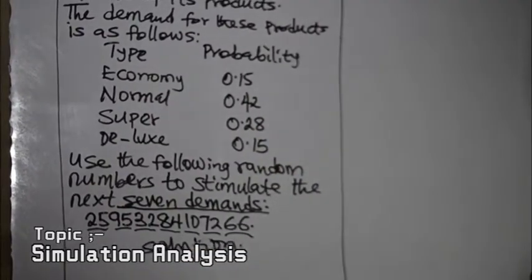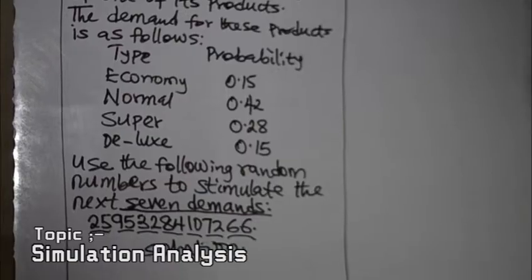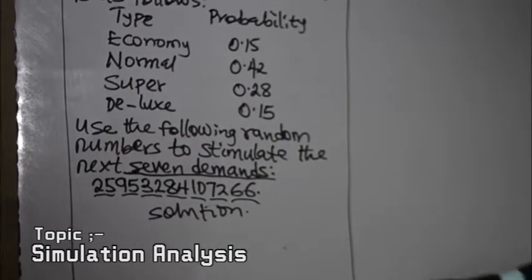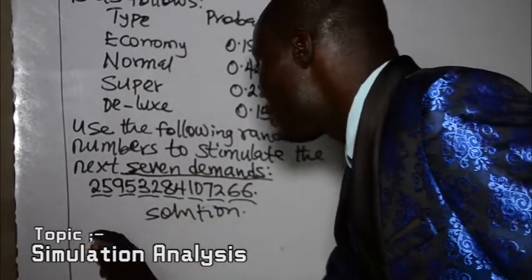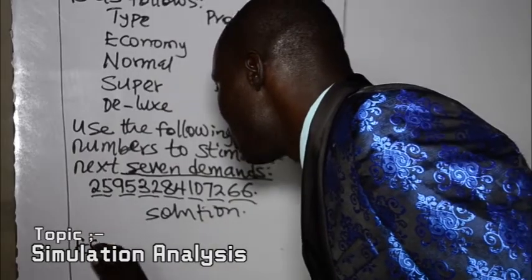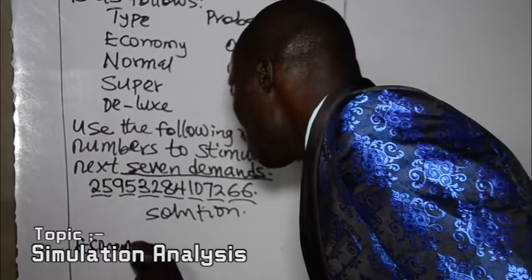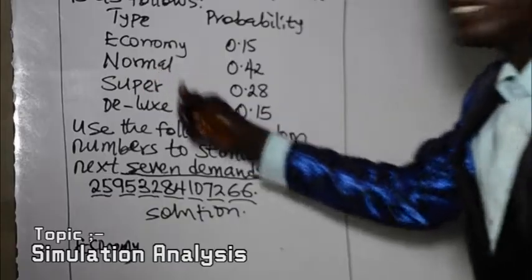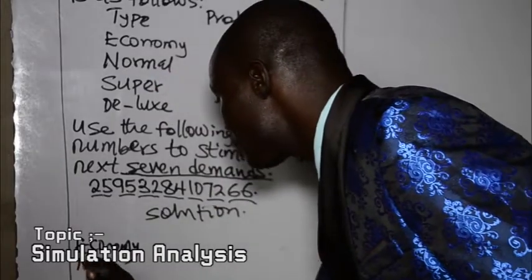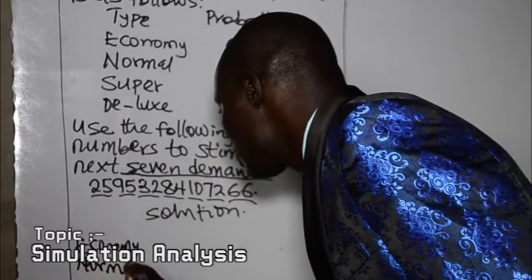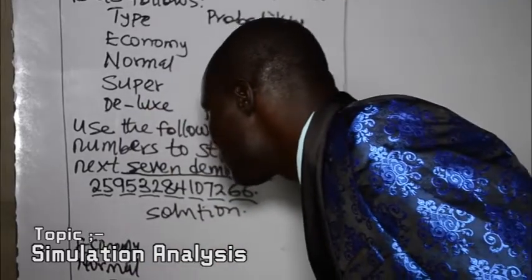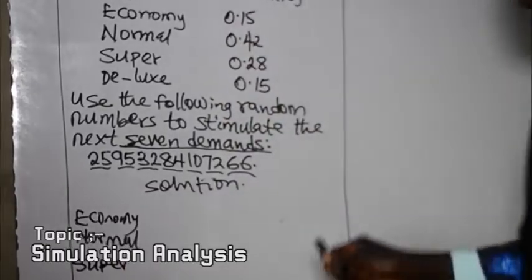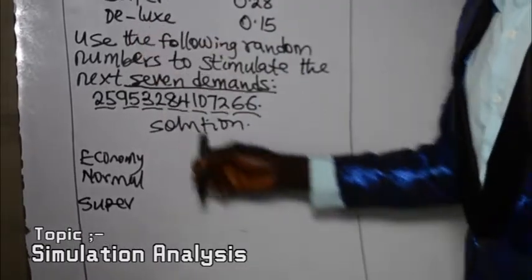I've told you that to solve a problem, the first thing is to assign random numbers to the types of the product. You have economy as the first one, then the second one is normal, the third one is super, and the fourth one is deluxe.